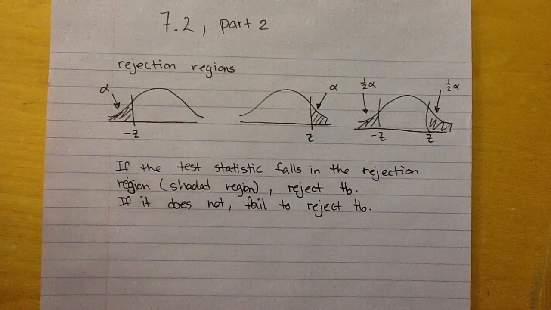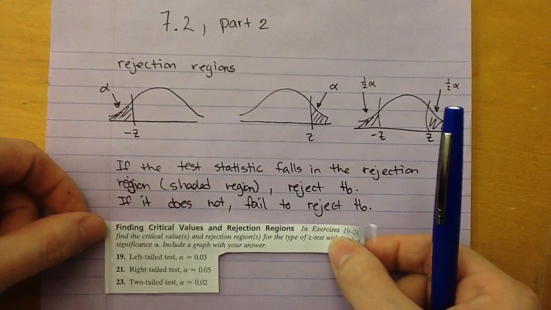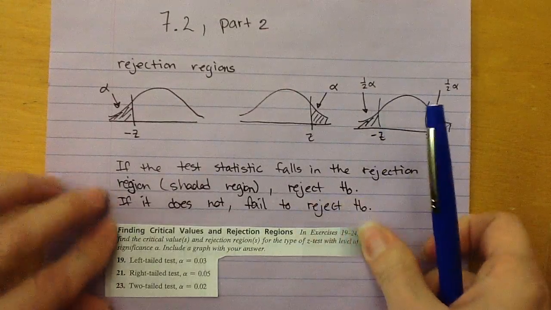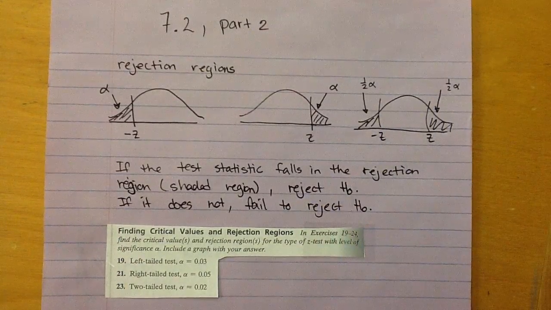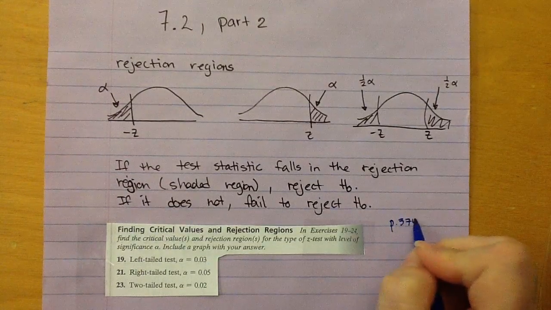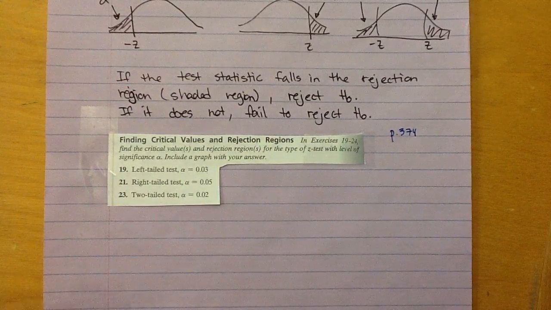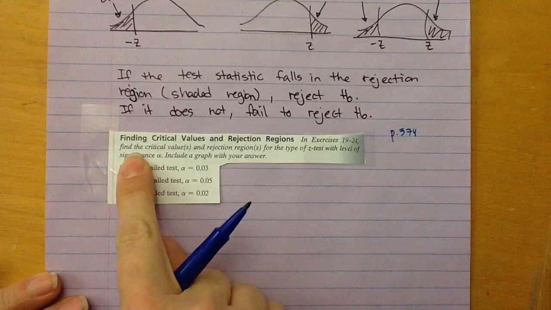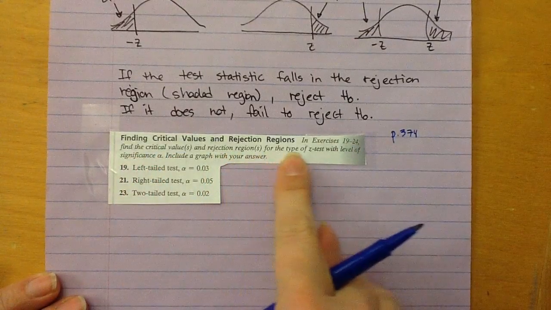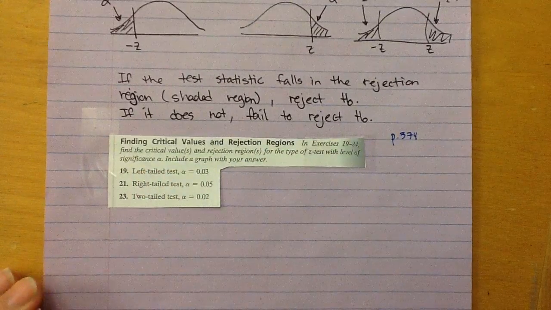We're going to do a couple of examples so we can practice seeing if we would reject H sub 0 or fail to reject H sub 0. Looks like page 374, and we're going to do 19, 20, and 21. In exercises 19 through 24, find the critical values and the rejection regions for the type of z-test with the level of significance alpha. Include a graph with your answer. So, 19.